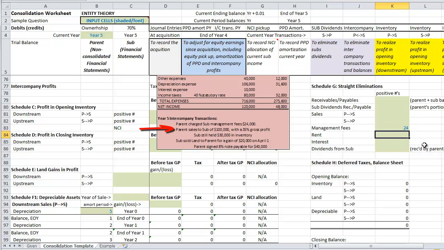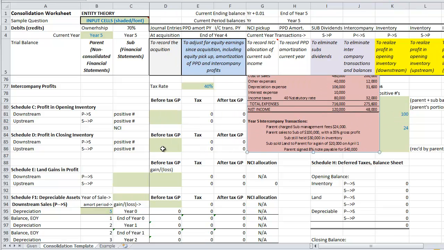The next one says parent sales to subsidiary of $100,000 with a 35% gross profit. So parent to subsidiary, a P to S sale of $100,000. And the subsidiary still held $30,000 of inventory. Profit in closing inventory, where we have a downstream transaction and the parent was the seller, would equal $30,000 times 0.35, which would be the gross profit. That would have to be deferred on a consolidated basis.